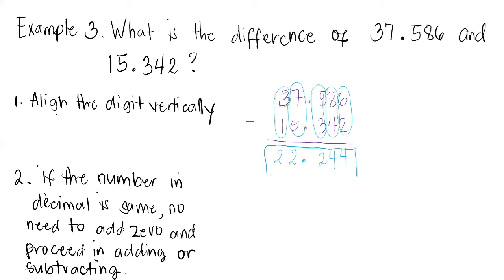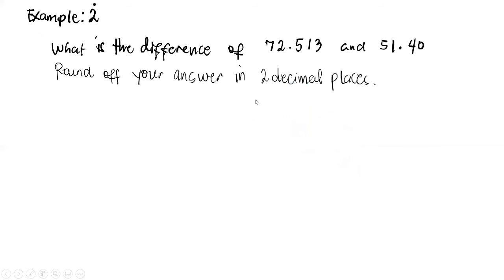22.244. Do we need to round off our answer? No need to round it off since our problem does not ask to round off our answer. We are getting only the difference of our given. So therefore, our final answer is 22.244 thousandths. So now let's have example number 4, in which we are going to round off our answer.